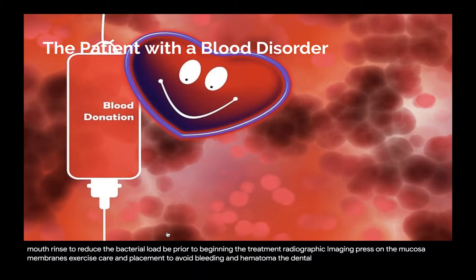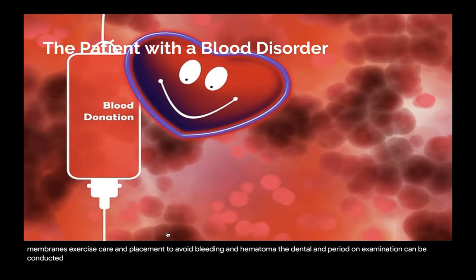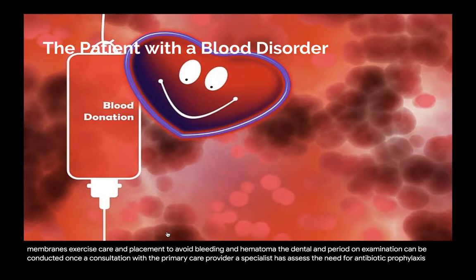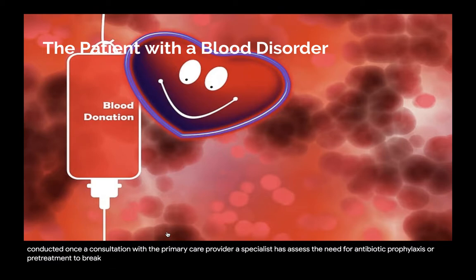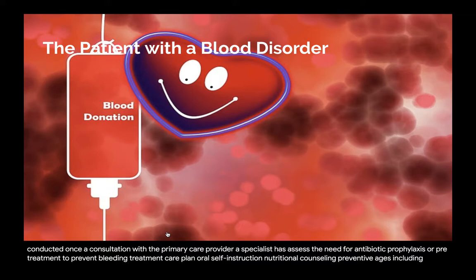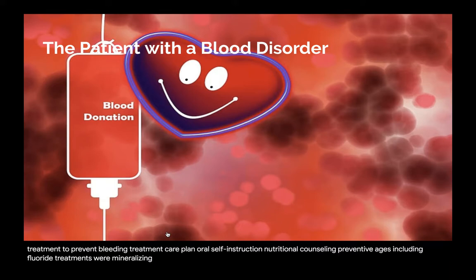The dental and periodontal examination can be conducted once a consultation with the primary care provider or specialist has assessed the need for antibiotic prophylaxis or pre-treatment to prevent bleeding. Treatment care plan: oral self-care instruction, nutritional counseling, preventive aids including fluoride treatments, remineralizing agents, and sealants, prophylaxis or non-surgical periodontal therapy, restorative care, referrals as needed, and continuing care recommendations.